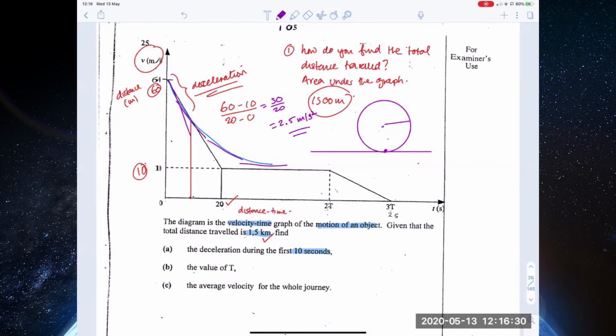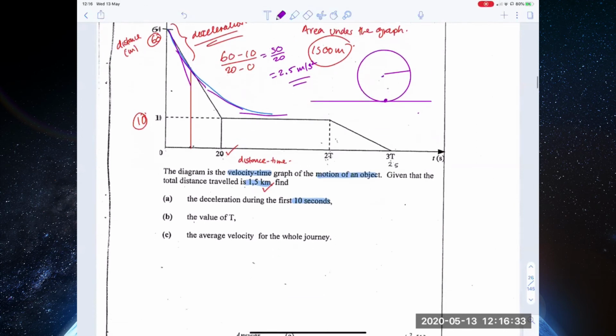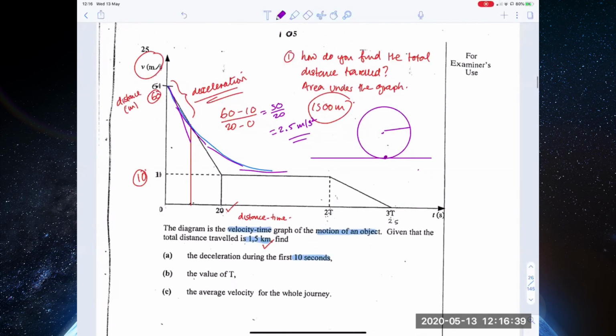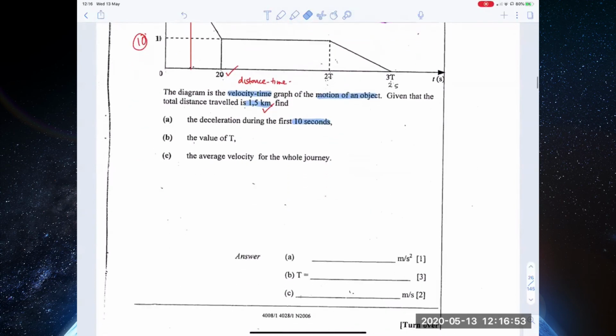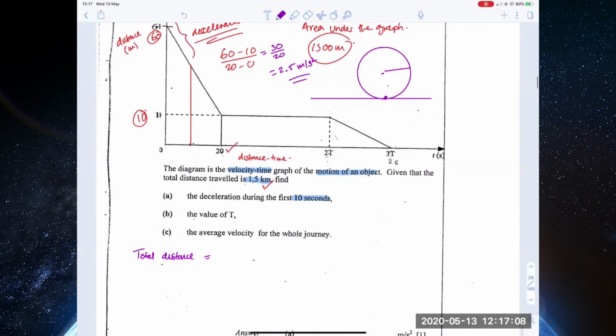Then it says the value of t. How do we calculate the value of t? Any clues? Use total distance. Okay, so we can use the total distance now. And so we can say total distance is equal to, the first one can be done as what?